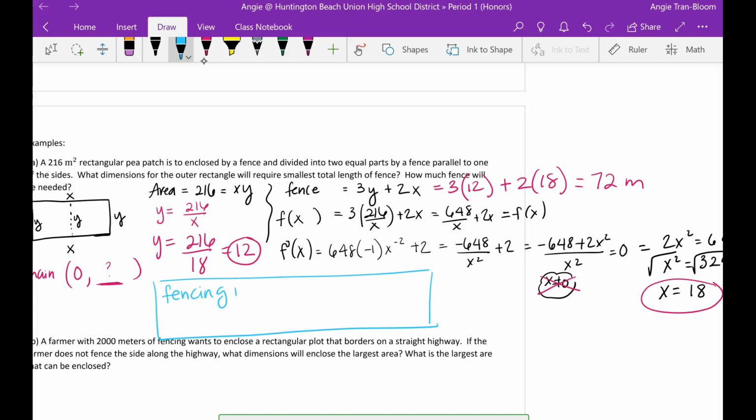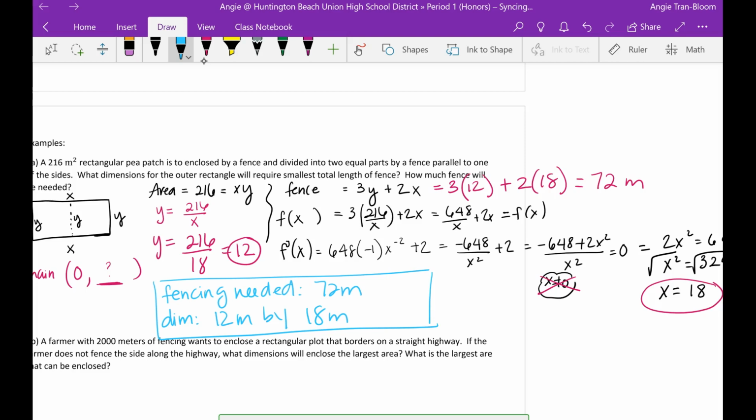Fencing needed. Okay. 72 meters total. There's not a square on it because it's not an area. Dimensions are, we have 12 meters by 18 meters. Okay. So that's that.